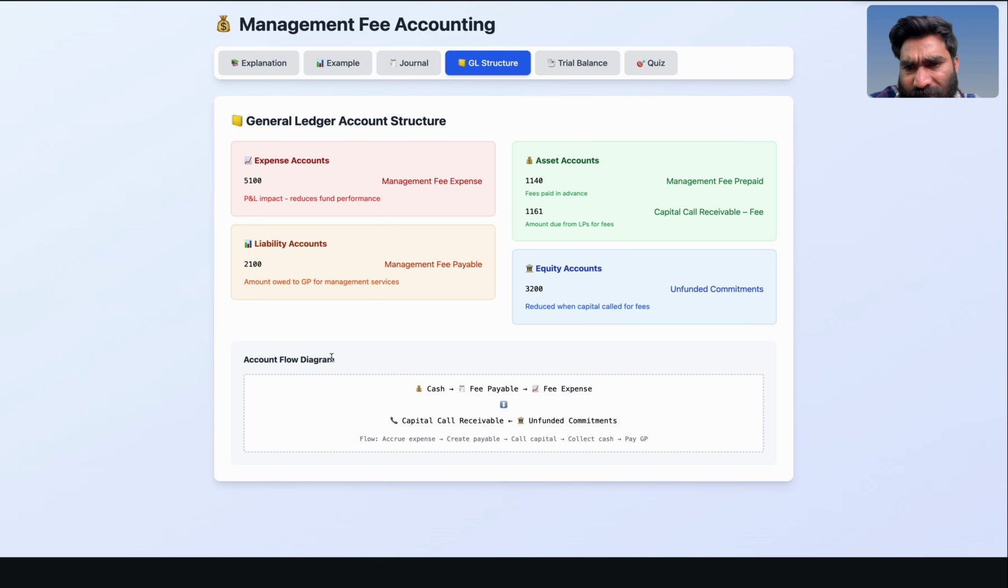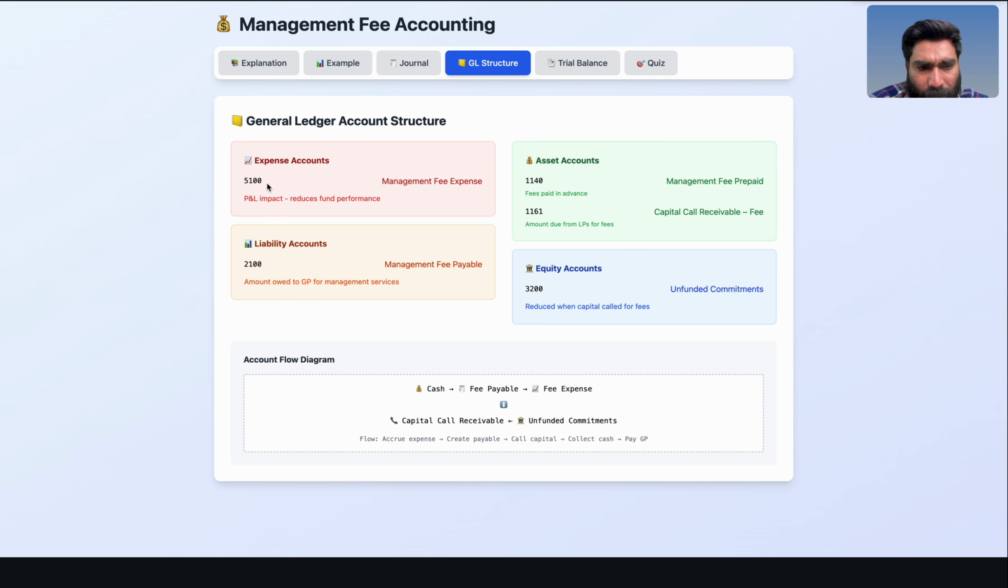Look at the GP-LP structure quickly. Of course, management fee would be treated as an expense, so it would impact the profit and loss statement. Same if the management fee is payable, then we have to record it on the liability side. If management fees are prepaid, of course an asset account will be impacted because fees are paid in advance, and capital call receivable would again be recorded on the balance sheet's asset side.